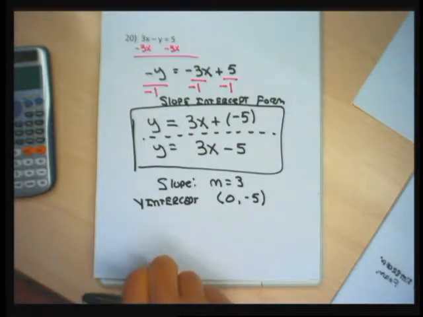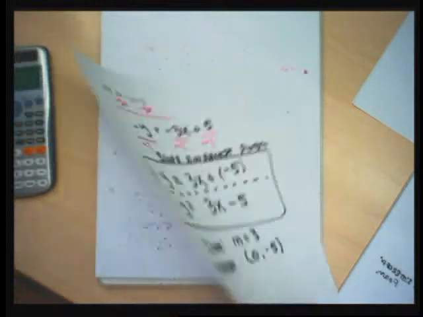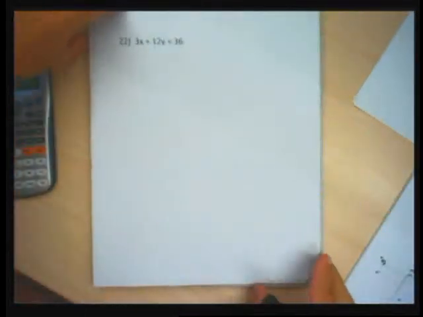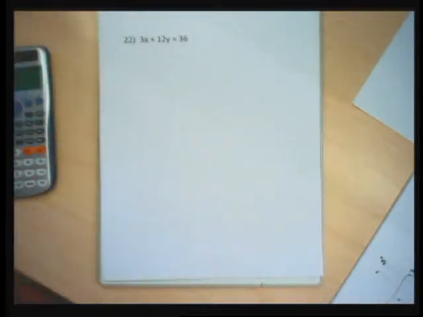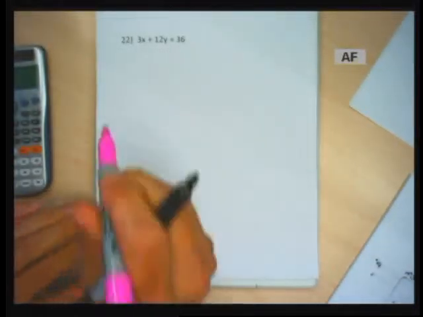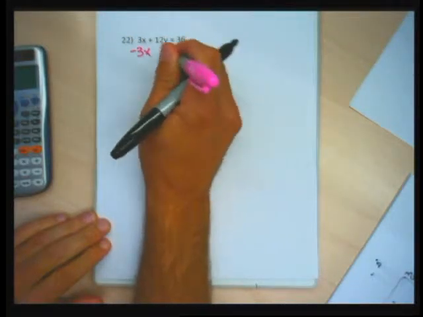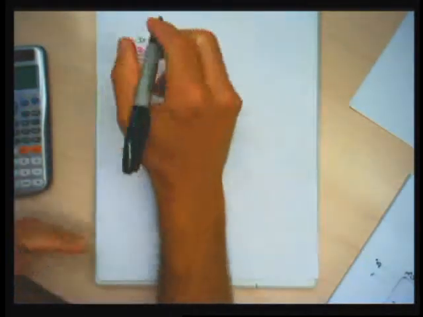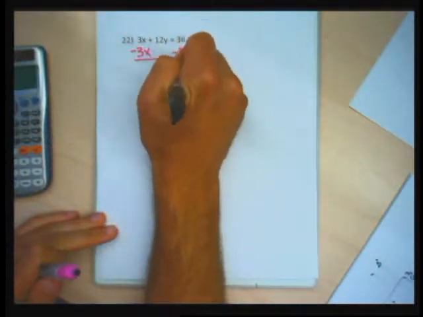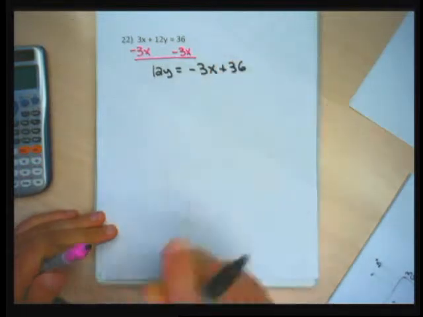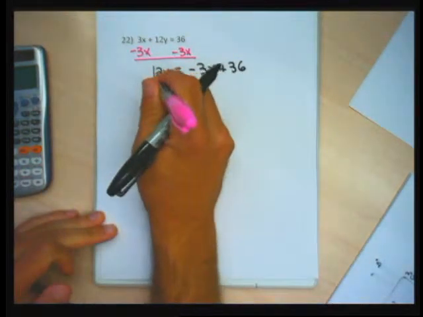Problems are going to get progressively harder in terms of the solving it for y. For 22, I want to write it in slope-intercept form. I want to solve it for y. That's going to take me 2 steps. First step, I'm going to minus 3x. When I minus 3x, I get 12y equals minus 3x plus 36, and then I'm going to divide everything by 12.